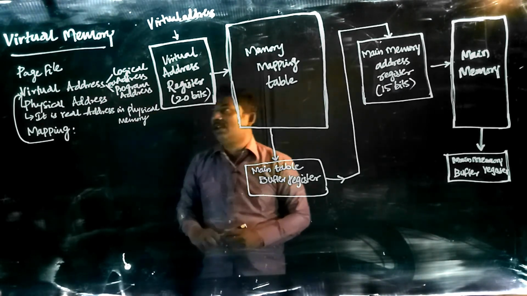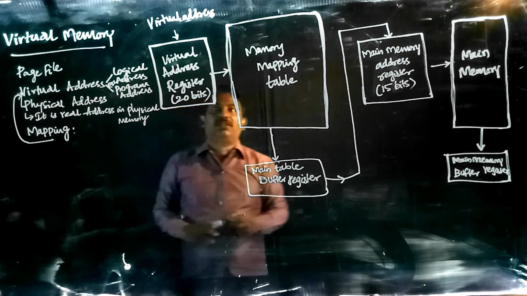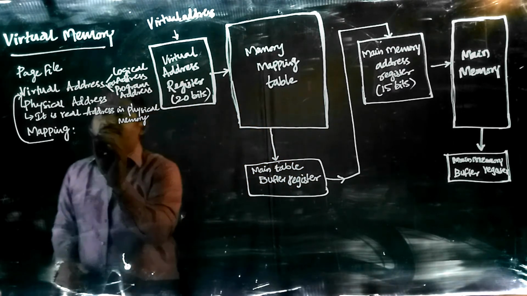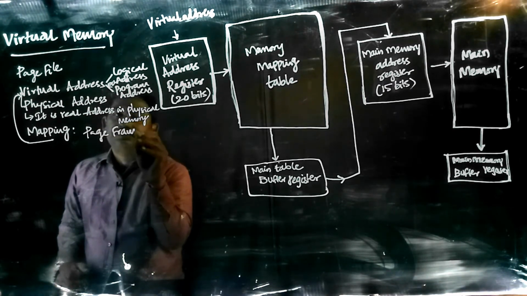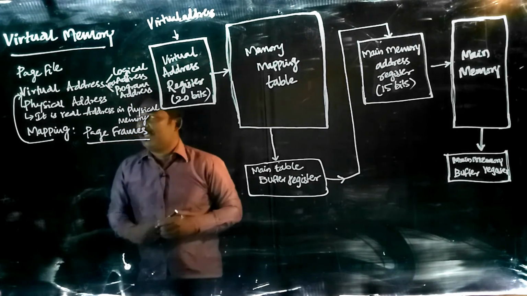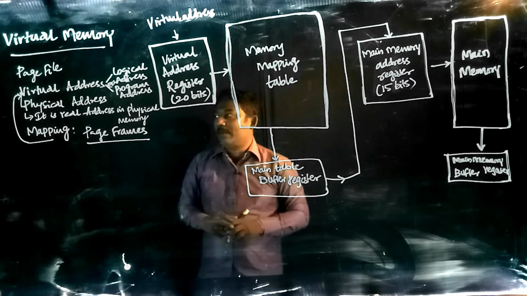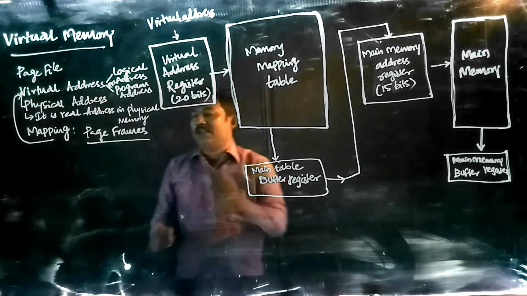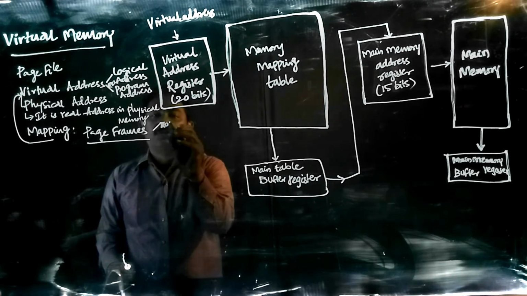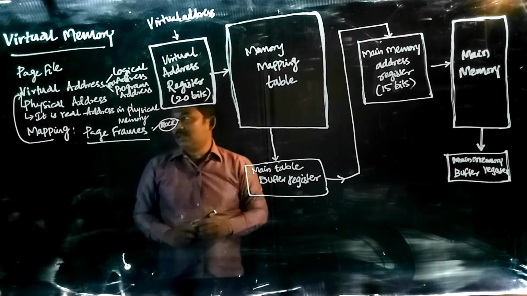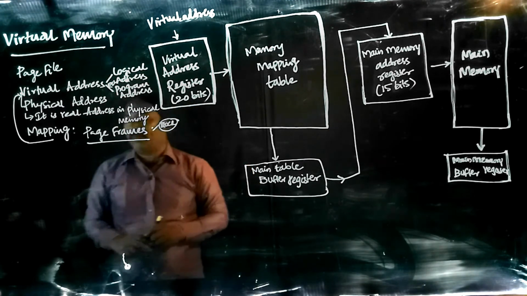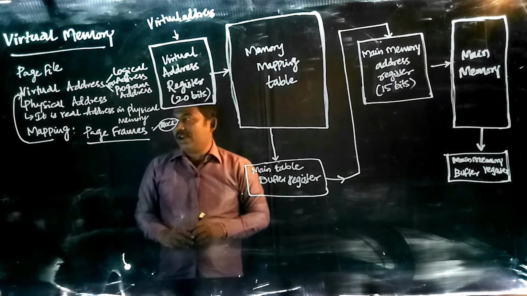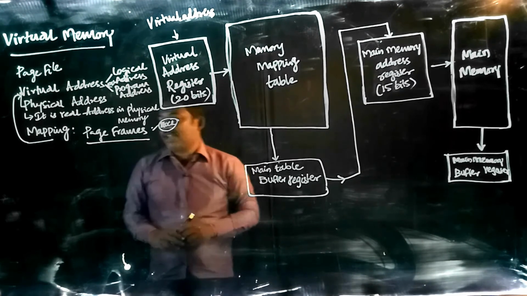This is a brief description regarding the virtual memory. Before going to discuss this table, some more terms are there. That is the page frames. A page frame is an equal-size chunk or block into which the main memory, or physical memory, is divided. Next come the pages, the blocks into which the virtual memory, the logical address space, is divided, each equal in size to the page frame.